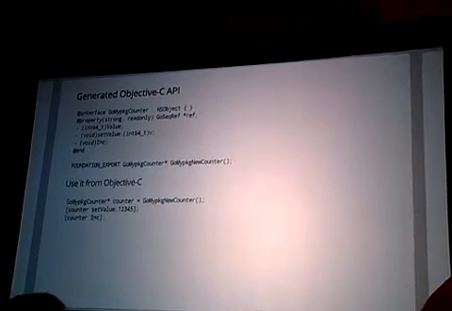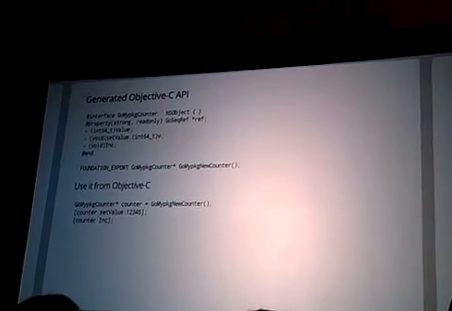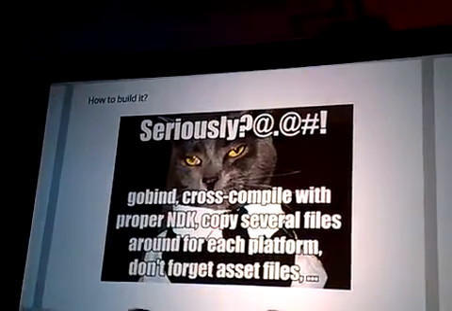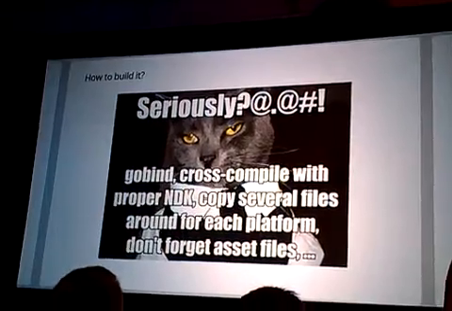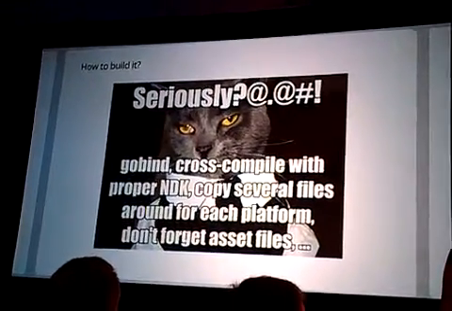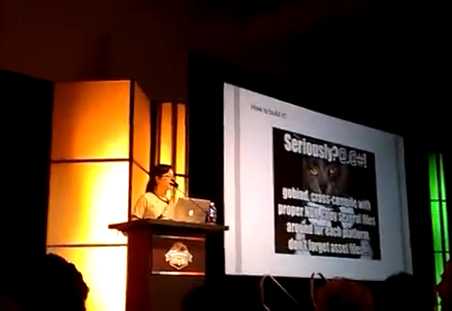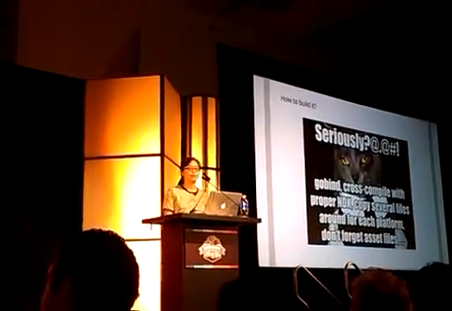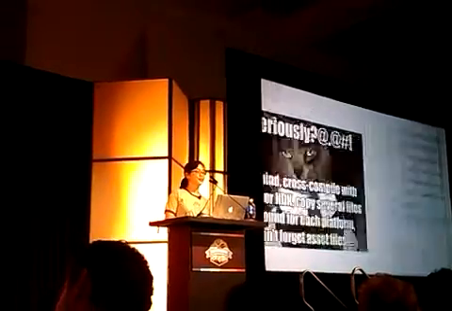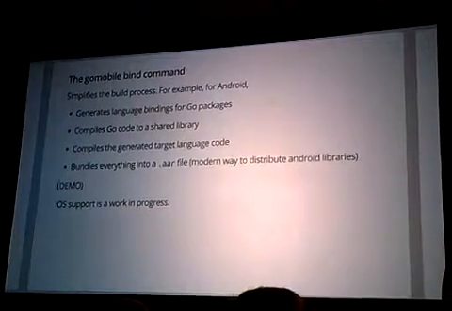So now we have Java code and Objective-C code. What should I do? So many files. Well, okay, you ran gobind. You now have to cross-compile some of the files and copy several files around for each platform. And there is also the SWIG file, so you have to remember, it's very complicated. But do you remember the gomobile build tool? Same. Here we have the same answer.